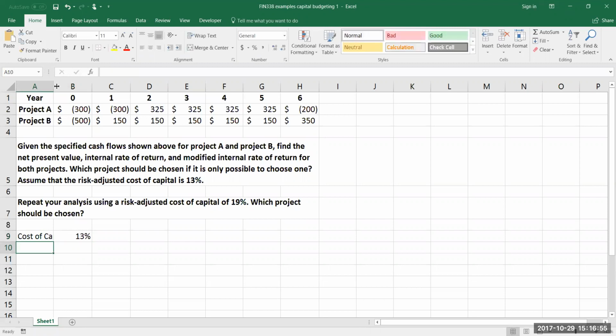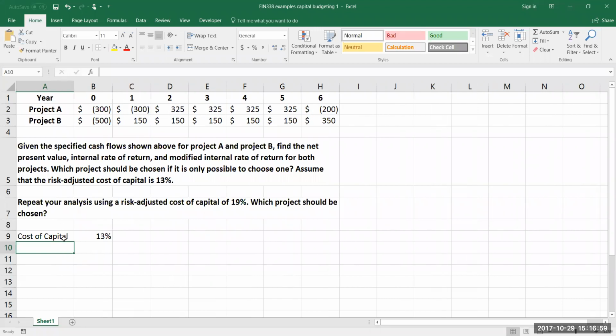Let's make that just a little bit wider. All right, so we have a 13% cost of capital. So now we're going to calculate the net present value for project A and the net present value for project B.